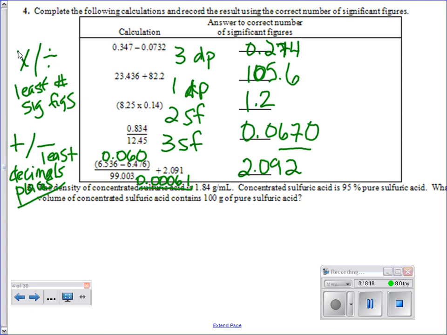All right, now we're going to do a density problem. Probably can't read it now under my stuff here. Can you see around me?